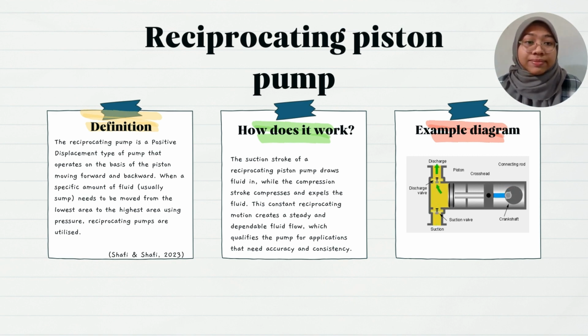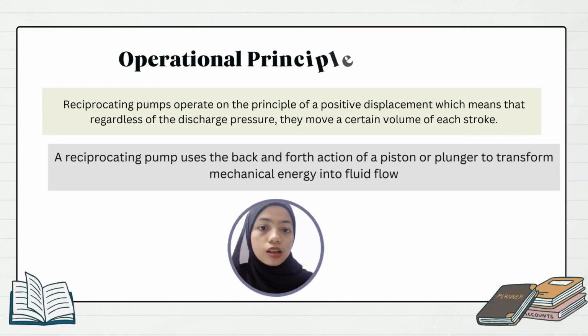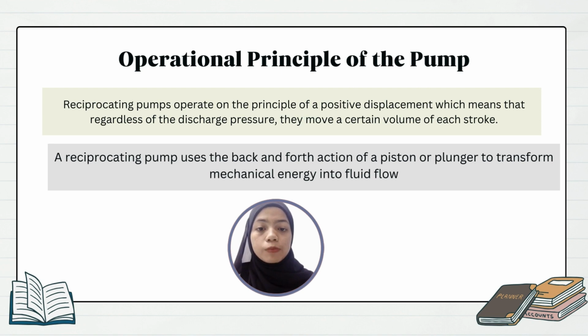My name is Nasia and I'm going to present about the operational principle of the reciprocating pump. Reciprocating pumps operate on the principle of positive displacement, which means that regardless of the discharge pressure, they move a certain volume of fluid each stroke. A reciprocating pump uses the back and forth action of a piston and a plunger to transform the mechanical energy into a fluid flow.